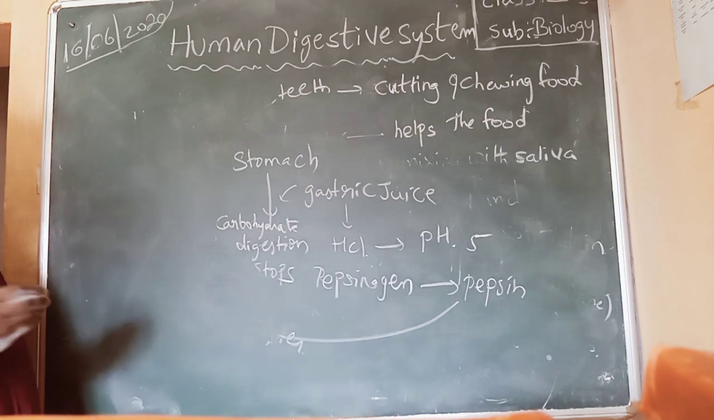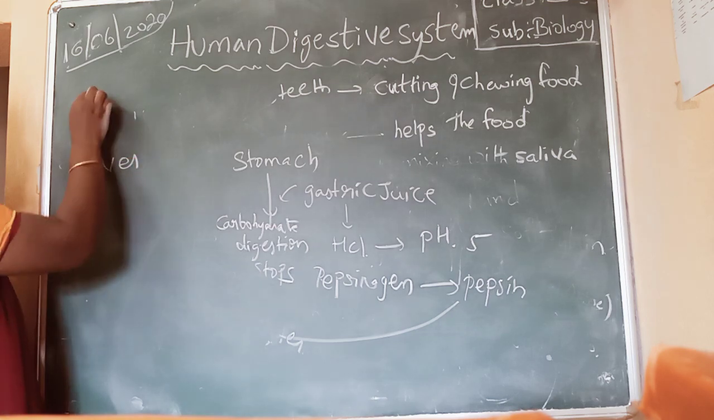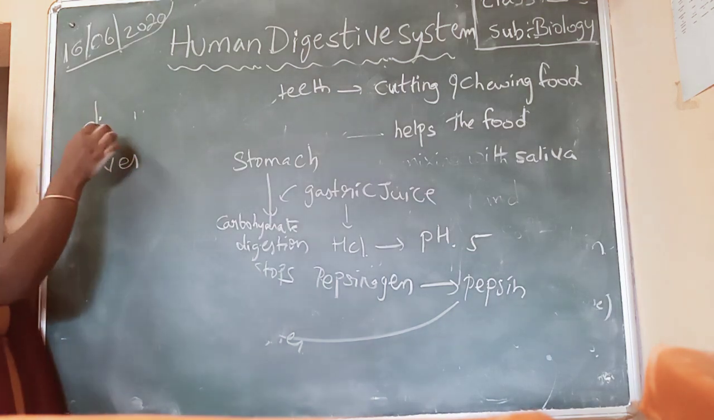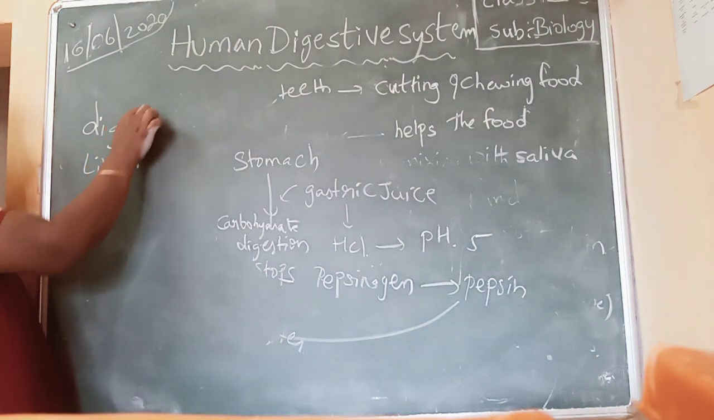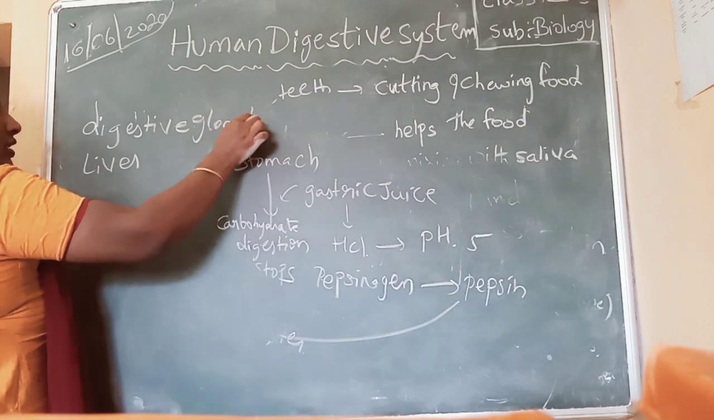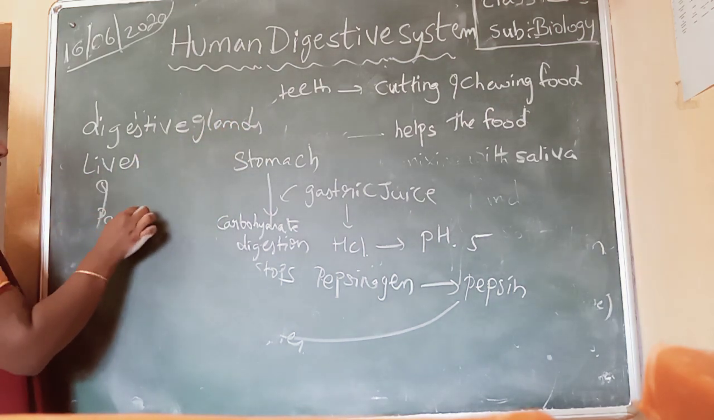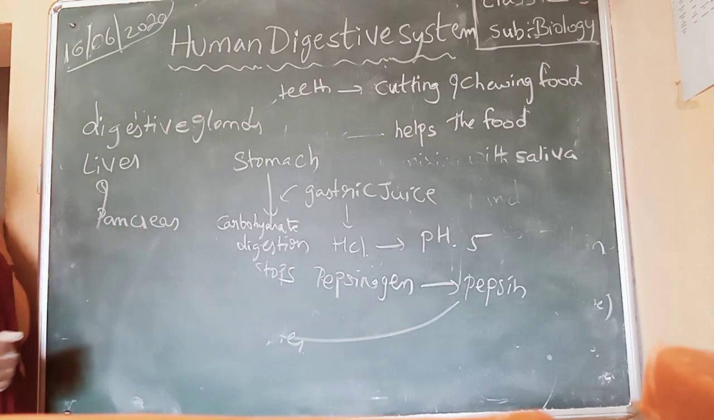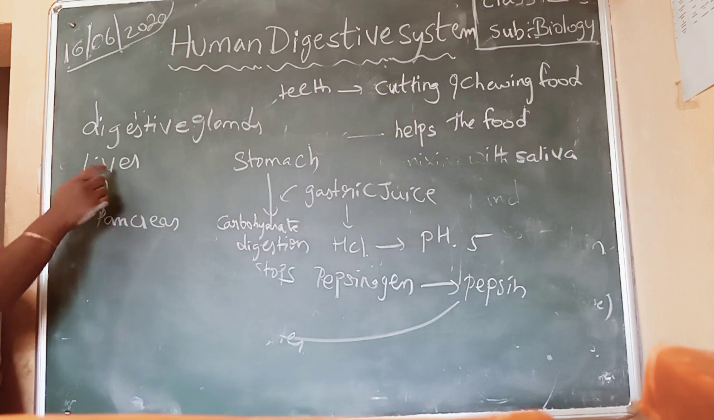Now, some glands called digestive glands, the liver and pancreas, open into the duodenum.